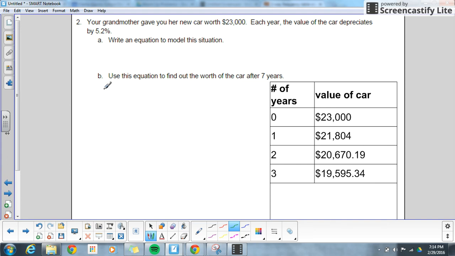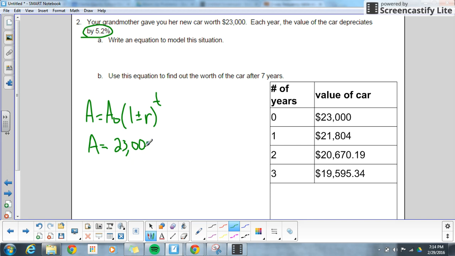All right, so our equation is going to be a, and you can use y if you want, equals a sub 0 times 1 plus or minus, and what that means is sometimes it's going to be plus, sometimes it's going to be minus, r to the t. We use this when it's exponential by a percent. All right, so let's fill it in. It's going to be a equals, a sub 0 is going to be our y-intercept. So that's going to be 23,000.